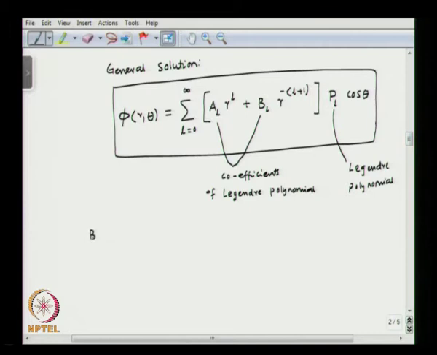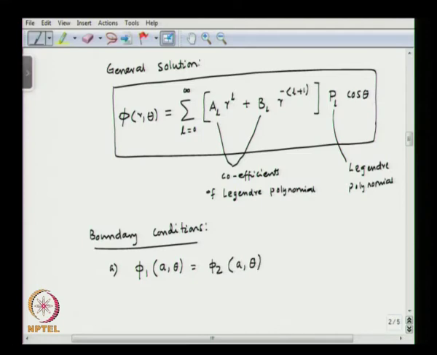So, the boundary conditions. The first boundary condition is that the potential phi 1 at r equal to a, theta will be equal to phi 2 at r equal to a and theta. So there will be no discontinuity in the potential.